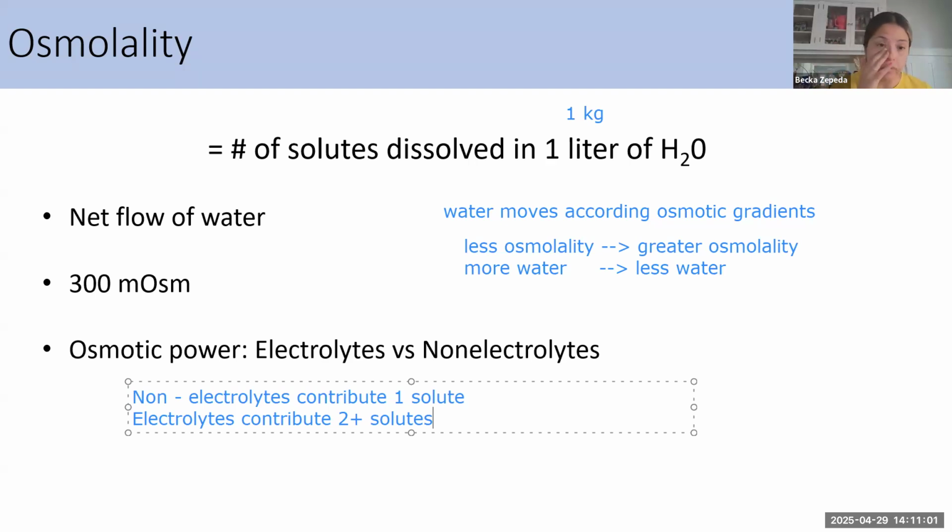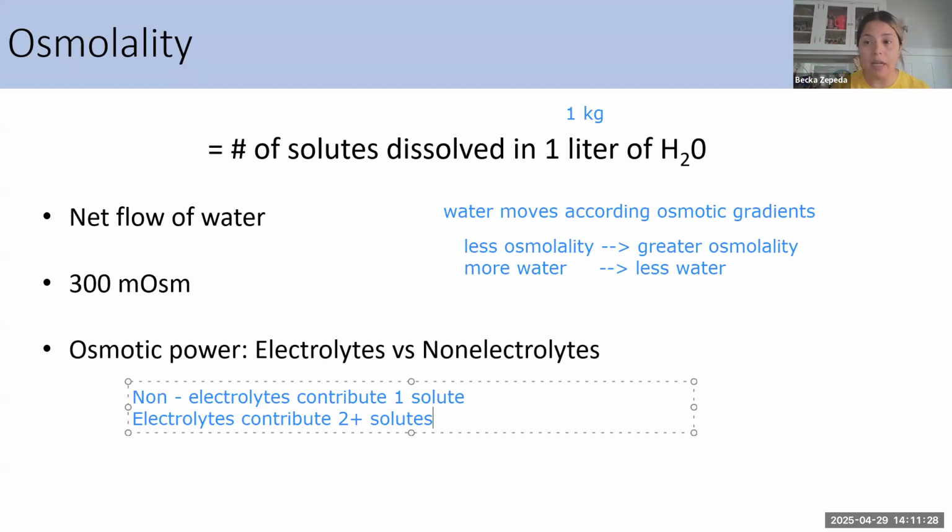particular chemical. And so the question I usually ask here is, which has a greater ability to cause fluid shifts? Is it going to be an electrolyte that separates and adds more solutes to that solution? Or is it going to be a non-electrolyte that stays the same and only contributes one solute to that solution? So I'll give you a second to think about it. And if you're thinking electrolytes, you are correct.